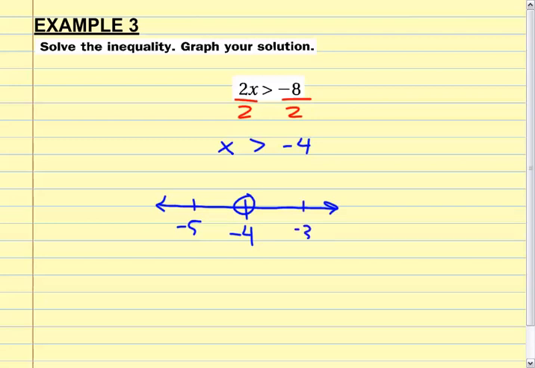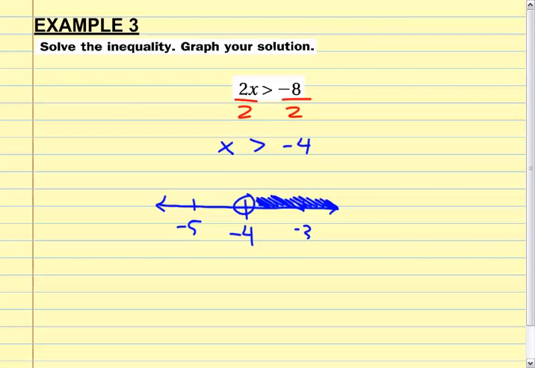Good. Lily? Yes. I am Lily. Negative 4 to the right, okay? Should I shade in the circle, Lily? No, because it says that x has to be greater than negative 4, not equal to it, okay?